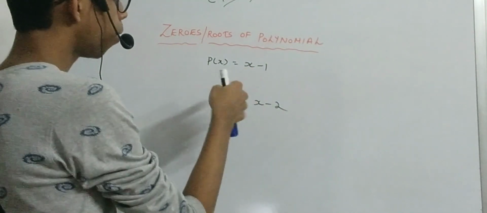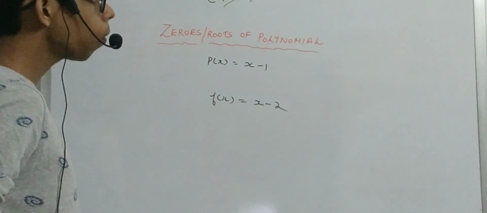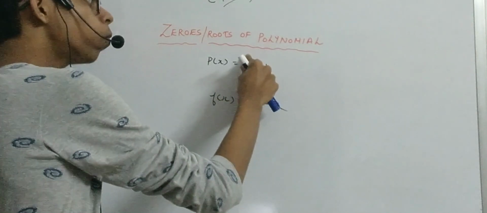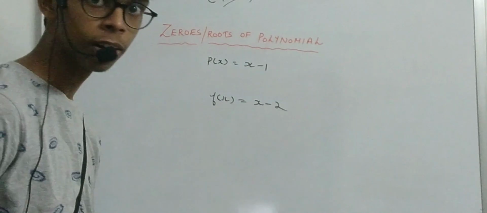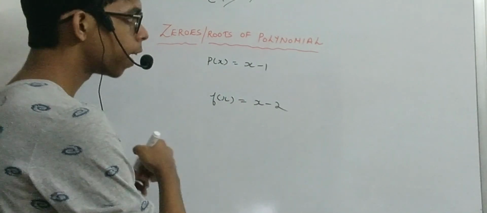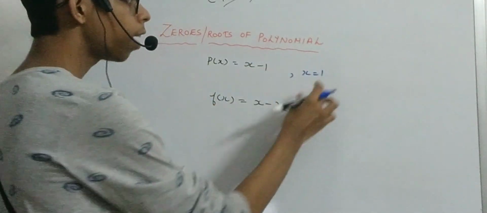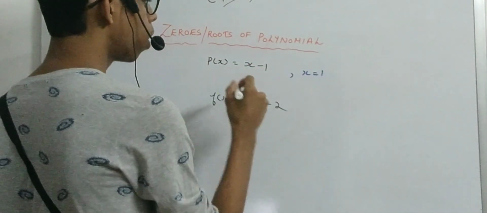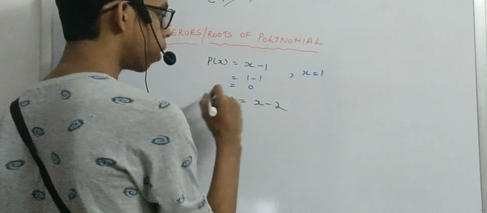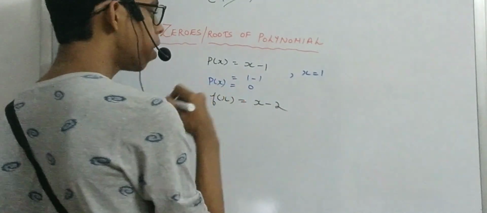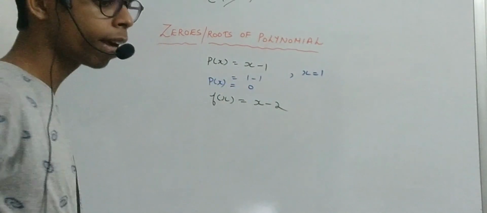If I am given a polynomial, p of x is equal to x minus 1, what value should I substitute for this x so that I get my polynomial's value equal to 0? Just see over here. If I substitute x is equal to 1, what will I get? 1 minus 1, which is 0. So I will get p of x is equal to 0. So my polynomial now became 0.